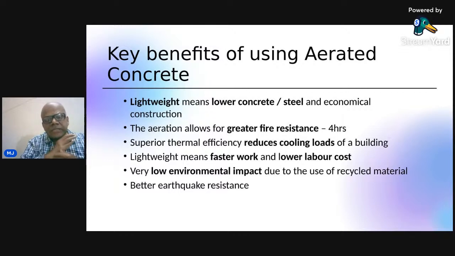Lightweight concrete has excellent fire resistance. So compared to conventional concrete, lightweight concrete has almost twice the fire resistance. Fire resistance 4 hours.